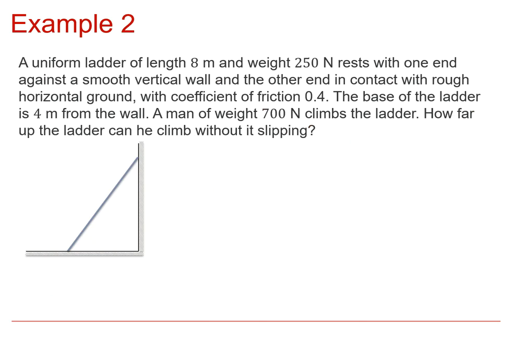So in this next example, at first sight it seems similar to the previous one. We still have a uniform ladder, still the length of 8 meters, and it's still 4 meters from the wall, so all of that geometry that we talked about earlier is still going to apply. So we can stick that information on there to start with. And this time we're told the weight of the ladder, which is interesting. That must presumably mean that we're going to need to use that weight. That weight is going to affect what happens in the question.